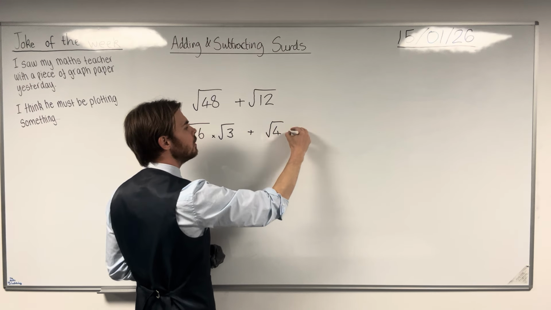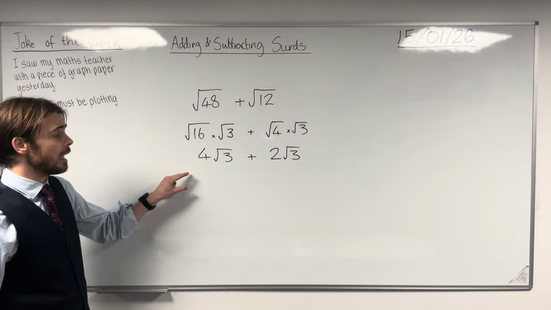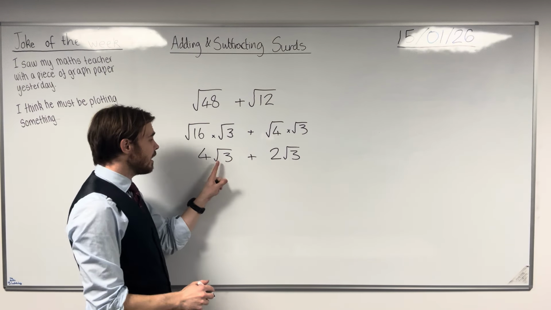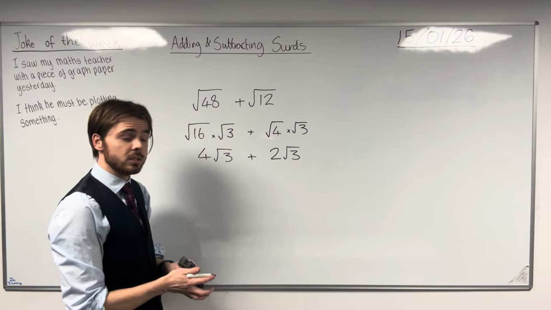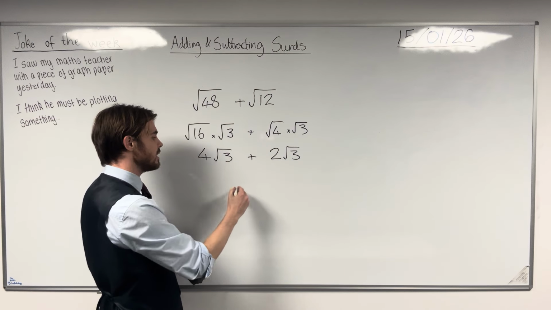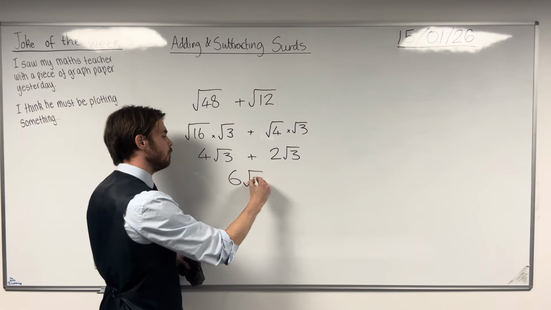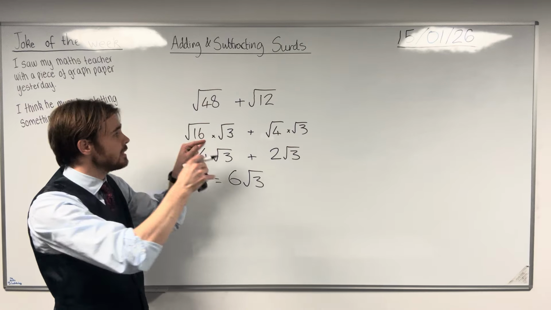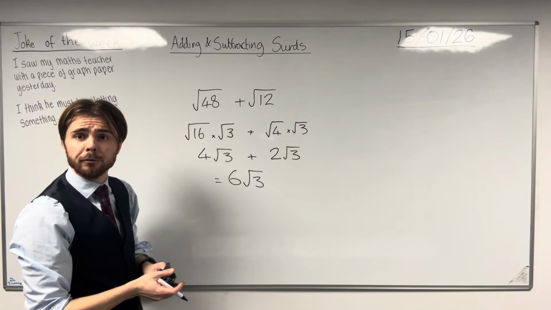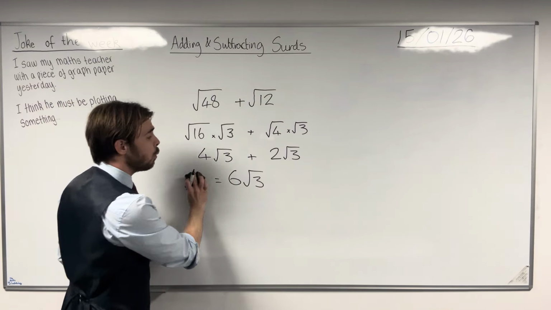And then here we've got 2 root 3. Once you're here, hopefully you can see that they are the same surd now. We've just simplified them from the earlier versions, and we can add them together to get 6 root 3. And we're done, okay? You have now added these surds together with some simplification. We're going to do one more.